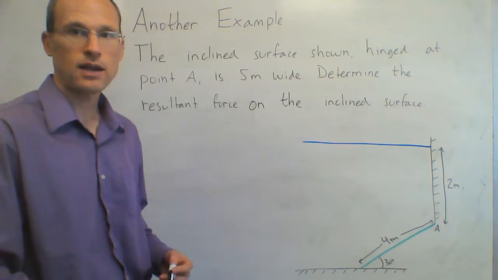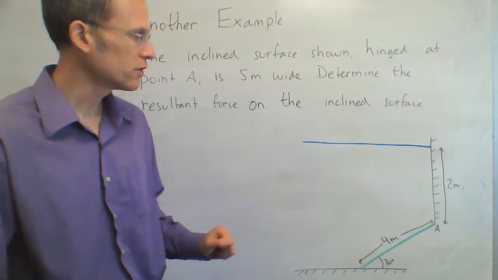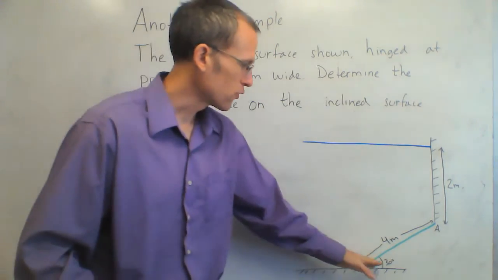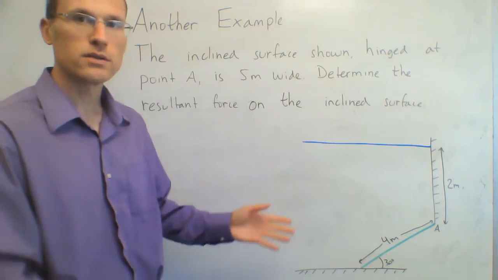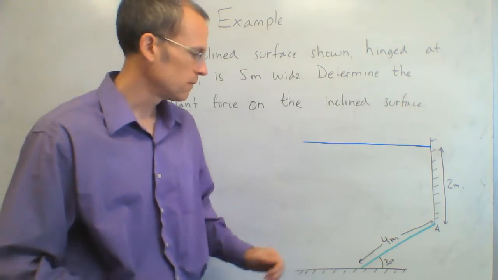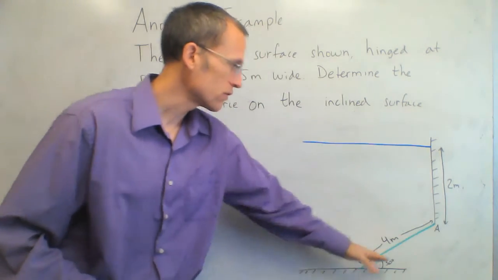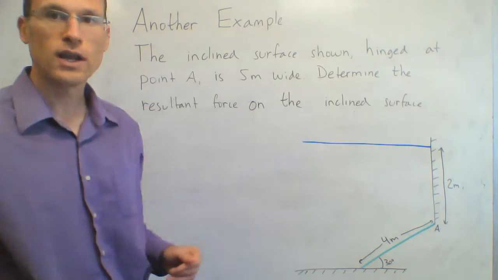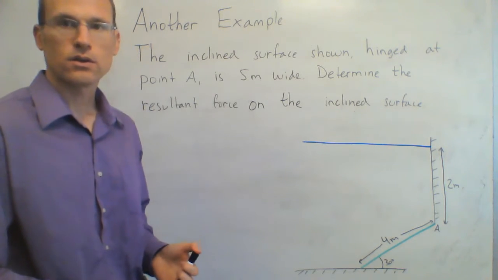The next example has an inclined surface, this green gate under some water, inclined at a 30-degree angle. The gate itself is 4 meters long and 5 meters wide, so 5 meters in and out of the page. We want to know what the resultant force is acting on this green surface, so basically from the water and/or air, how much force do we have on that gate.